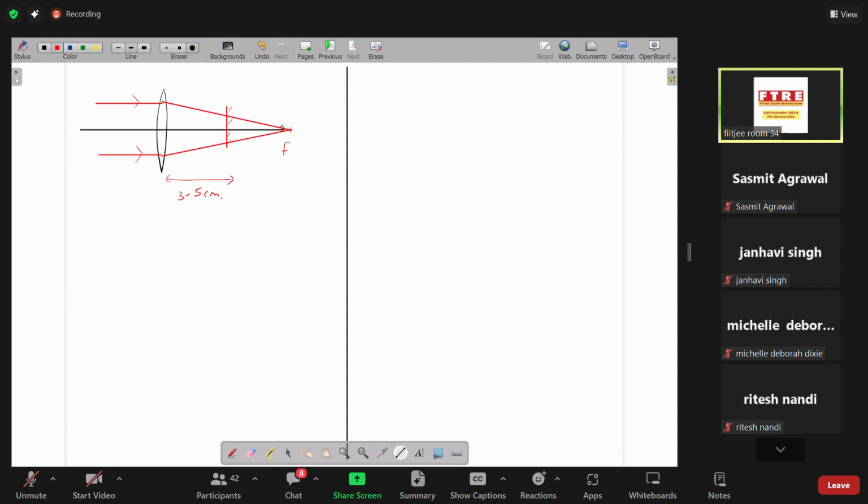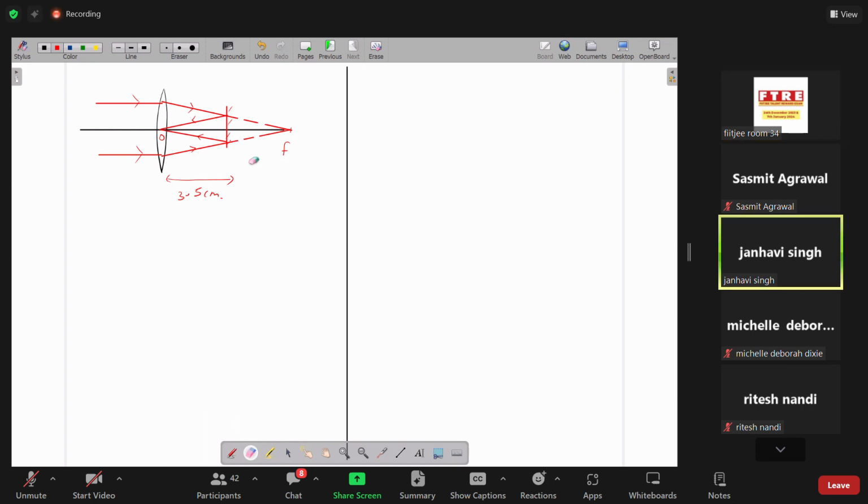Like this, right? Since there is a plane mirror kept in between, the rays will get reflected, and this is the position where the image formation will happen, the optical center of the lens. Now tell me, what should be the focal length of the lens? 70 centimeters. 7 centimeters.